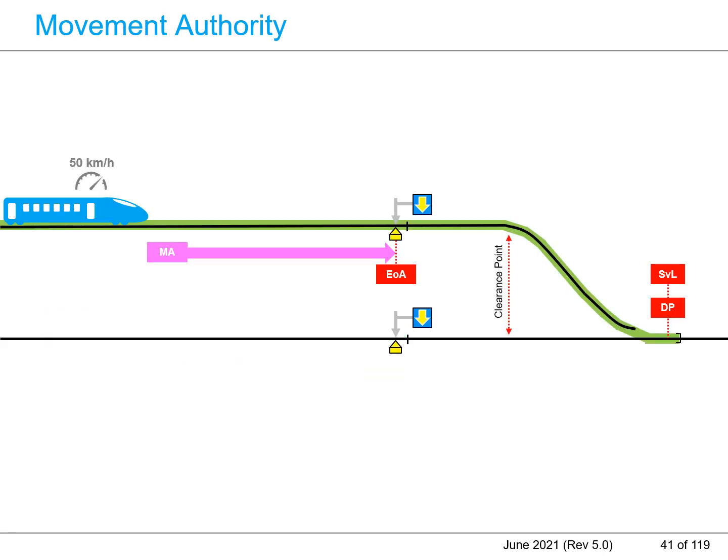This diagram illustrates the interlocking route for a train approaching a converging line. The MA is from the front of the train to the EOA. The EOA is the balise group that marks the end of the interlocking route. The location of the SVL and the DP is relative to the end of the overlap section, considering the train overhang length.